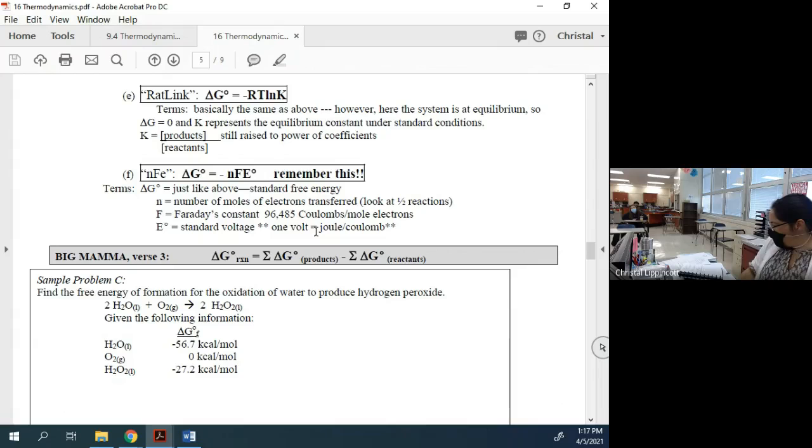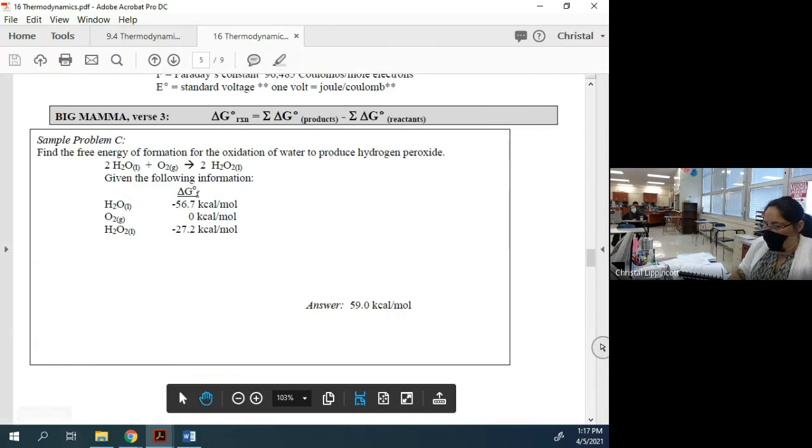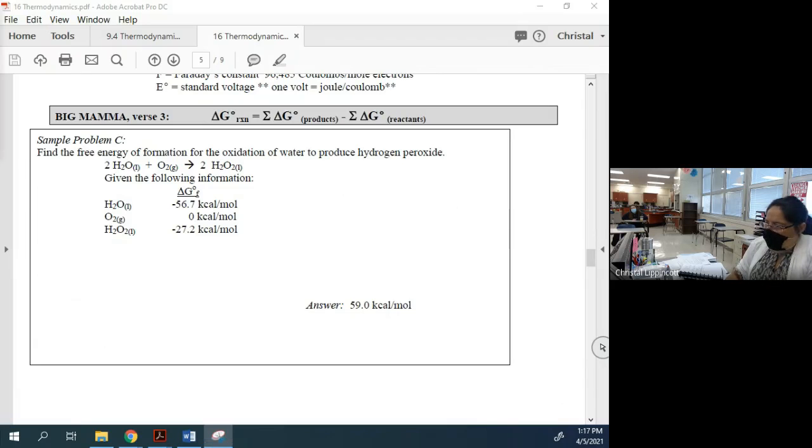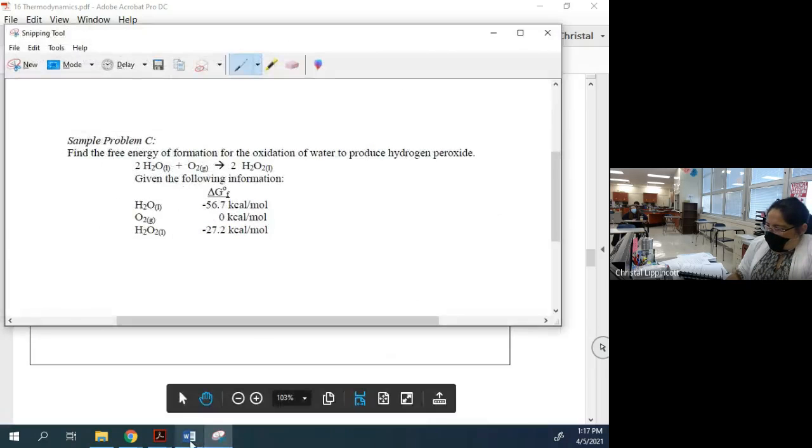So here we go. I need my snipping tool so I can snip this and put it over into Word so I can write. Because why would we want anything to work out?